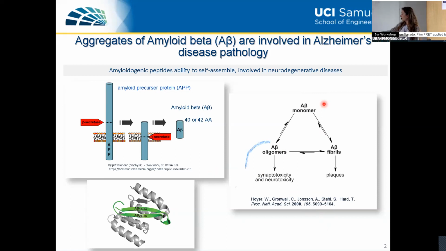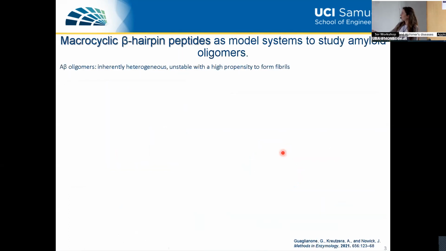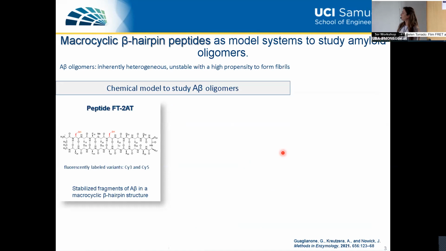And the mechanism of the neurotoxicity of these oligomers is still poorly understood, so they are interested in studying that. To study these A beta oligomers is very difficult because they are unstable, they are heterogeneous, and they tend to form the fibrils first. So they have been developing a chemical model to study the A beta oligomers.